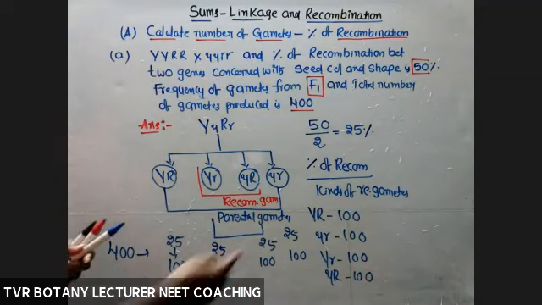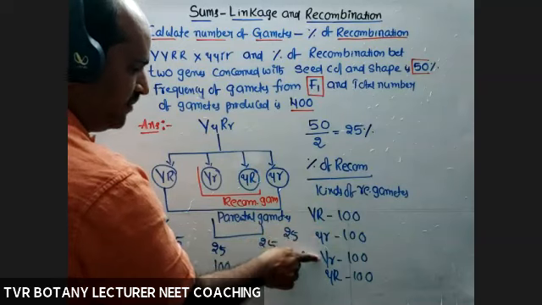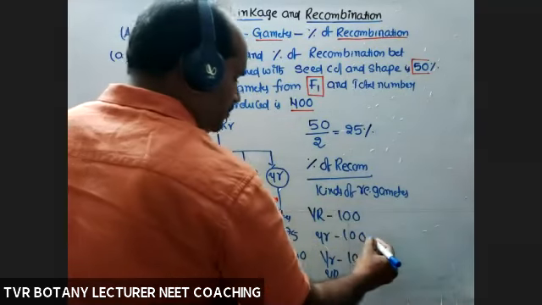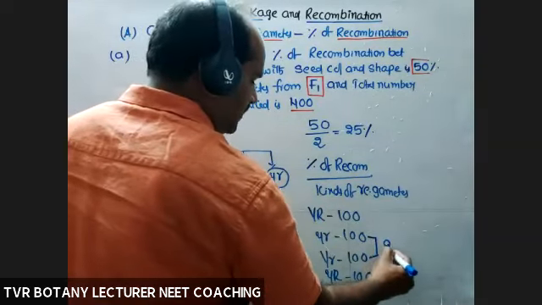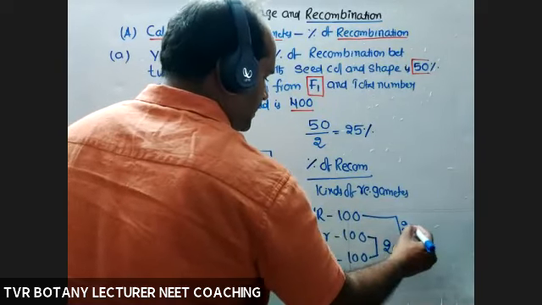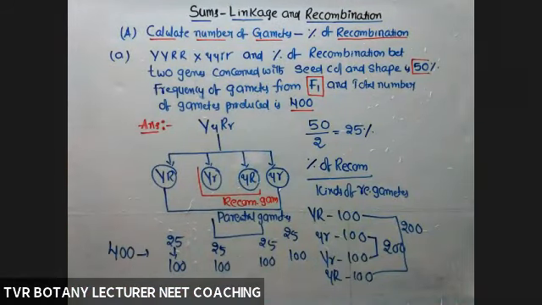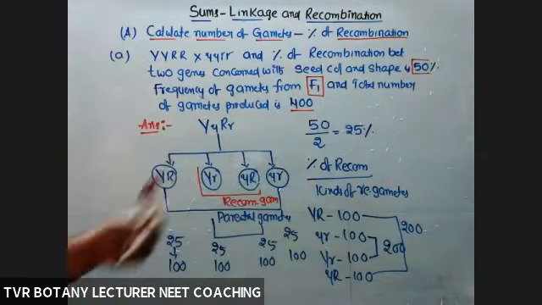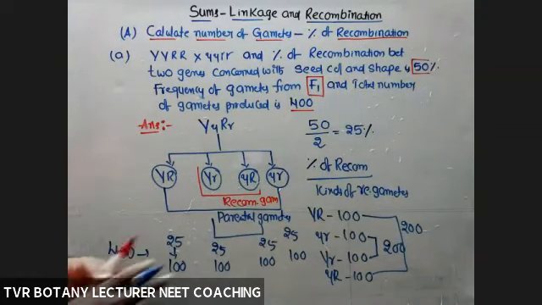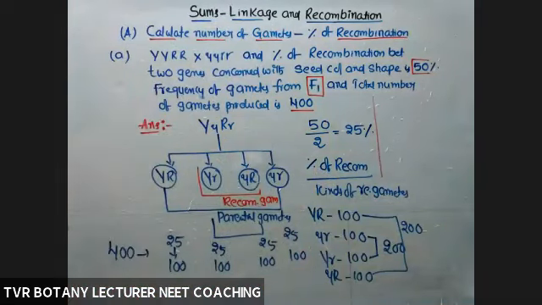They may ask, what about the parental gametes? What about the total number of recombinant gametes? If they ask the total number of recombinant gametes, go for 200. Parental means how many? According to that, 200. They may also change the percentage. Suppose they give you 40% instead of 50%.